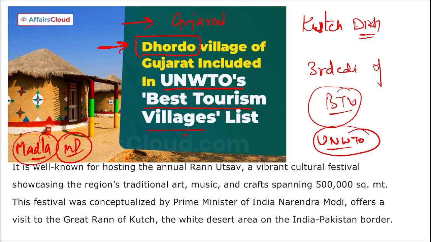Then this village is known for hosting the annual Rann Utsav, a vibrant cultural festival showcasing the region's traditional art, music and craft, spanning almost over 5 lakh square meters. Correct? So remember the name, Dhordo village in Gujarat is the best tourism village. And if we are talking about the best tourism village for the upgrade program, it will be Mandla of Madhya Pradesh.